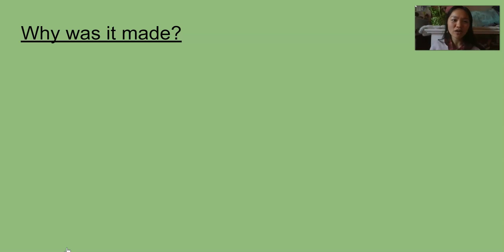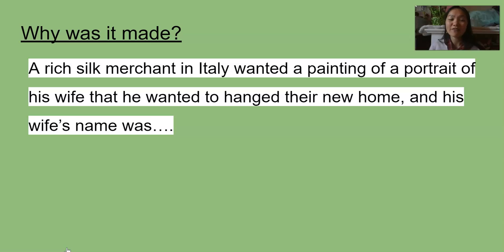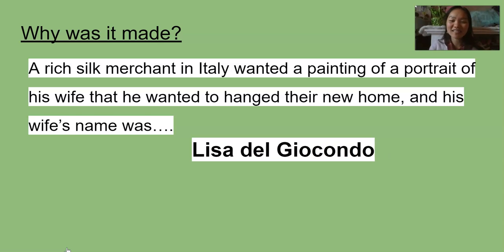All right. Why was the artwork made? This is a very important question. So, a rich silk merchant in Italy wanted a portrait of his wife that he wanted to hang in their new home. And his wife's name was, have you guessed it? Lisa del Gioconda. All right. And so she had a first and a last name. Lisa was her first name. And so that's exactly why part of the title of the painting is called Lisa, right?